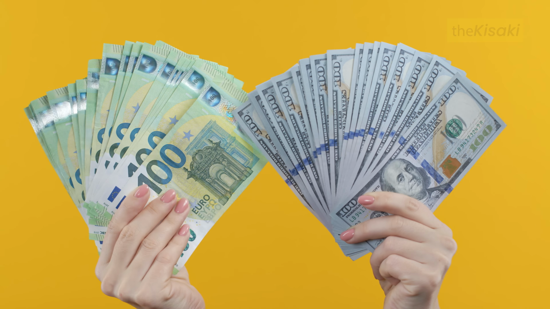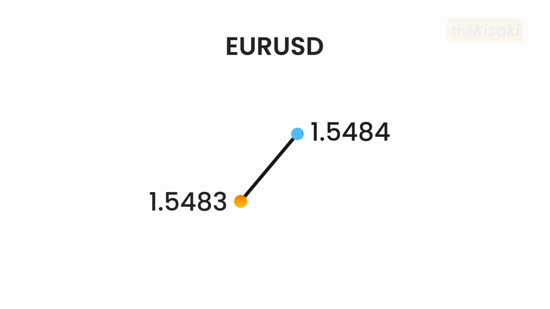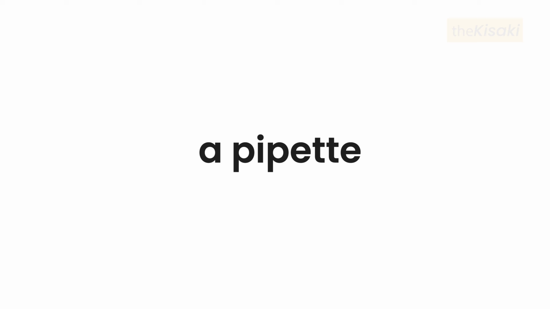Let's say that we are making a trade by selling US dollars to buy euros. Let's imagine that we are buying the euros at 1.5483 US dollars. Let's imagine that we are selling the euros when the price reaches 1.5484 in the market and gain a profit of 0.0001 US dollars. In addition to pips, there's another measurement that we use in Forex which we call a pipet.